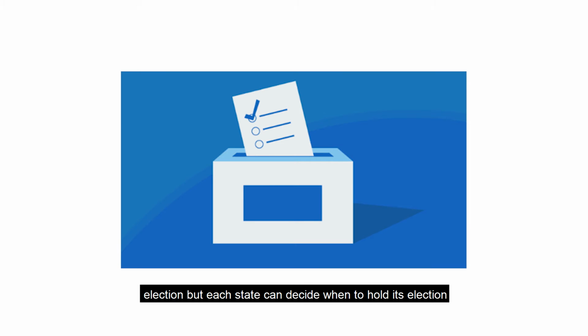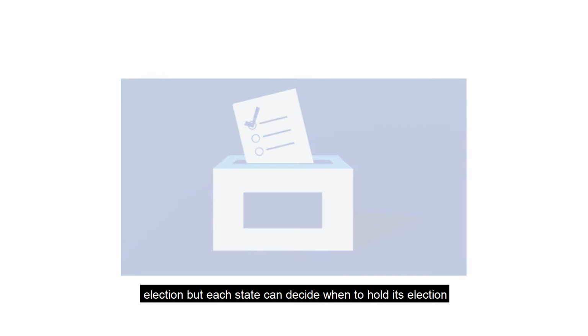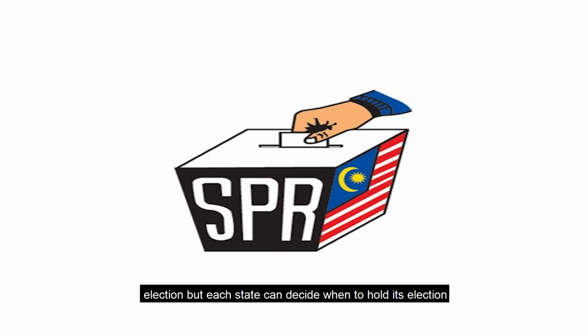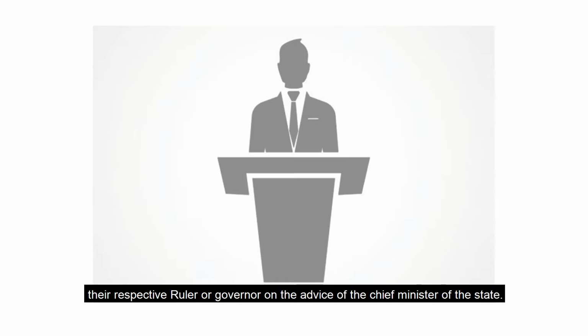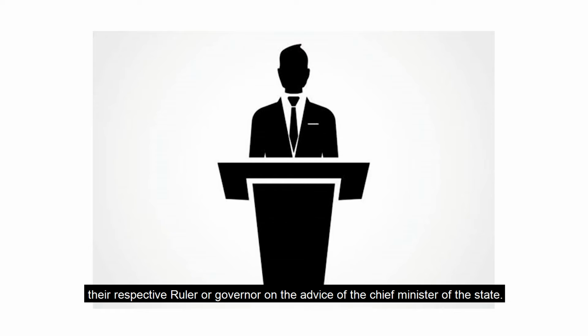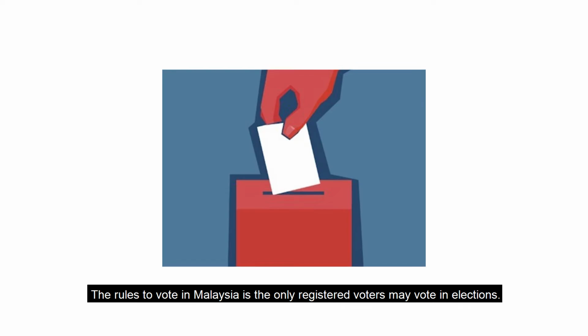Usually, state elections are held simultaneously with the parliamentary election, but each state can decide when to hold its election. This is because state assemblies are dissolved by their respective ruler or governor on the advice of the chief minister of the state. The rules to vote in Malaysia: only registered voters may vote in elections.